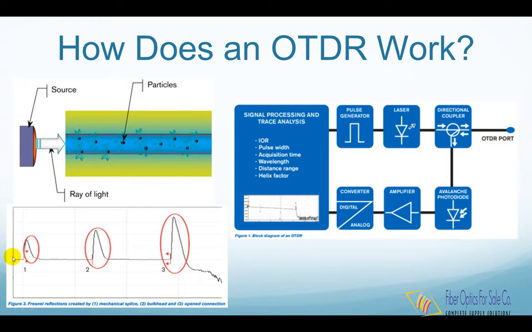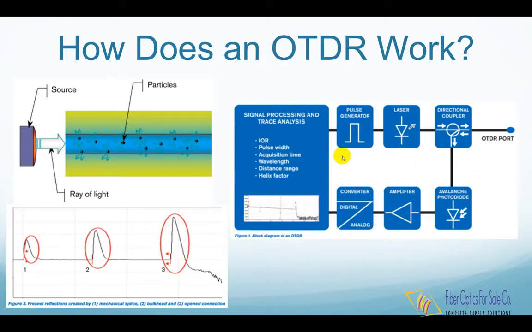The second type of reflection is called Fresnel reflection. When the light hits an abrupt change in refractive index, for example, from glass to air at a fiber connector interface, a higher amount of light is reflected back, which can be thousands of times bigger than the Rayleigh backscattering. Fresnel reflection can be seen as spikes in OTDR traces. Examples of such reflections are connectors, mechanical splices, bulkheads, fiber breaks, or opened connectors.